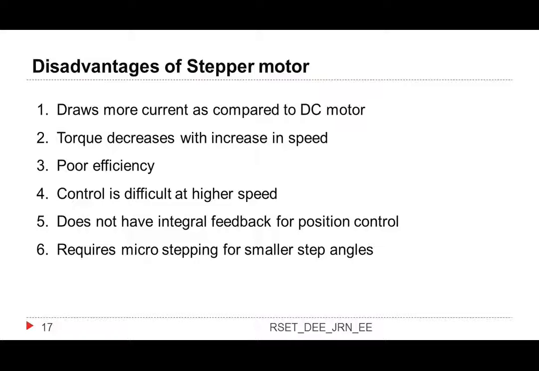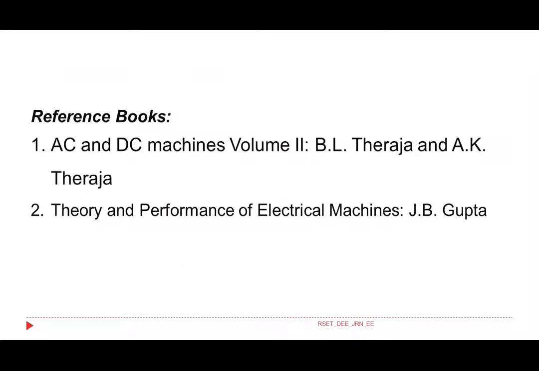Now, some disadvantages are there for stepper motors. It draws more current when compared to a DC motor of the same capacity. Torque decreases with increase in speed. Comparatively lesser efficiency than a DC motor. Control is difficult at higher speed. It does not have integral feedback for position control. It requires micro stepping for smaller step angles. We will be discussing what micro stepping is in the next lecture. So these are some of the disadvantages.